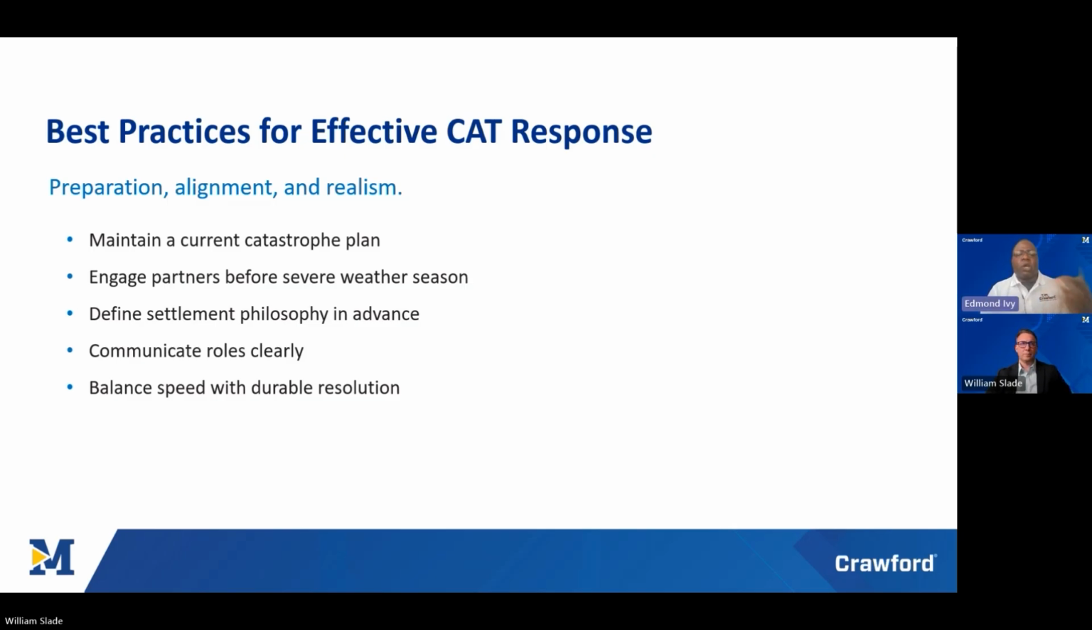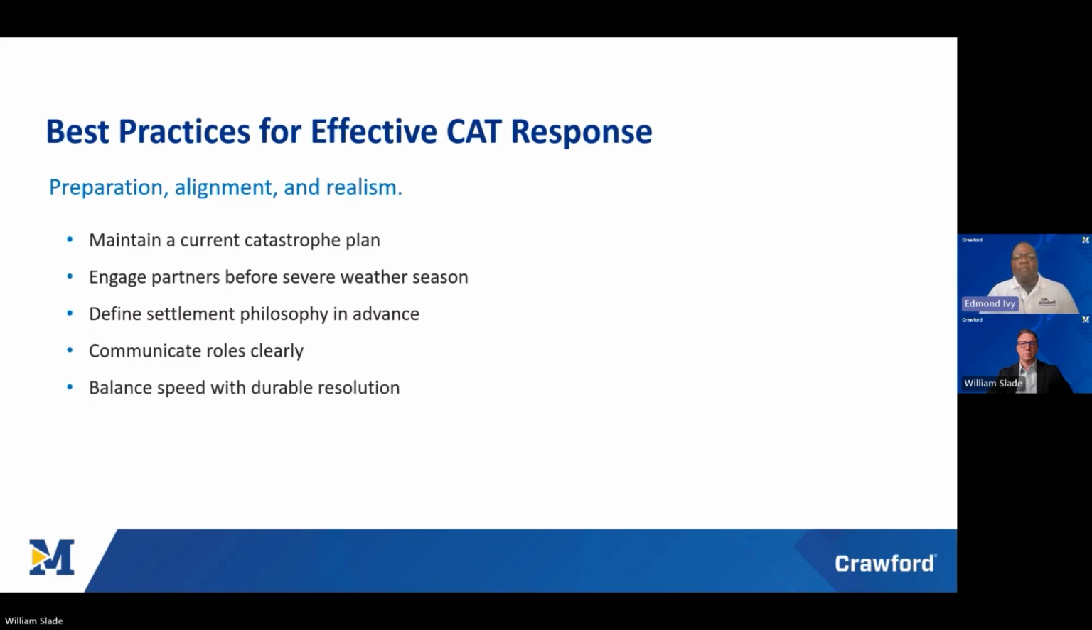Think. This is all great, but at the same time, you're thinking about speed, you're thinking about pace. Balance speed with realism. Cycle time matters, it's important, but also consider the durability of your resolution. And then lastly, conduct a CAT debrief. That means debrief with internal staff and your partners at the conclusion of each CAT.